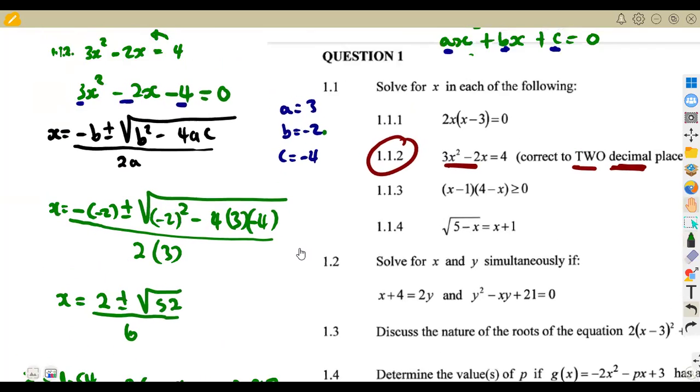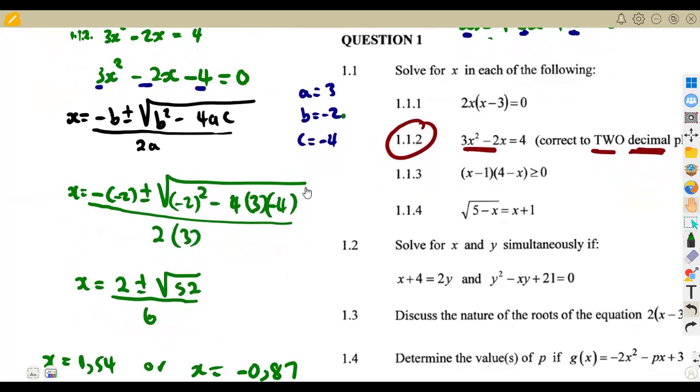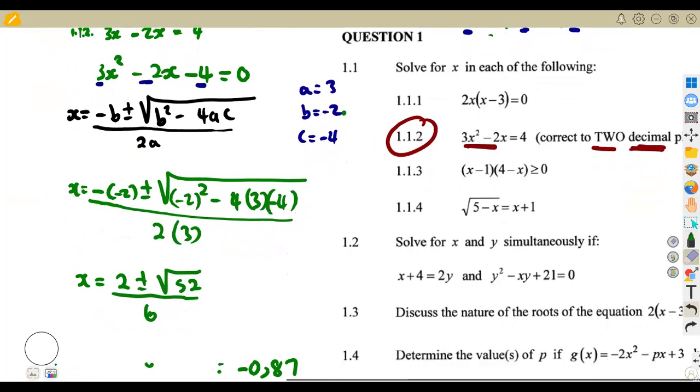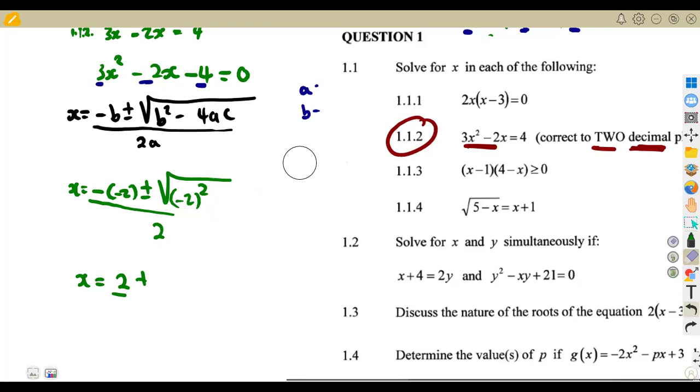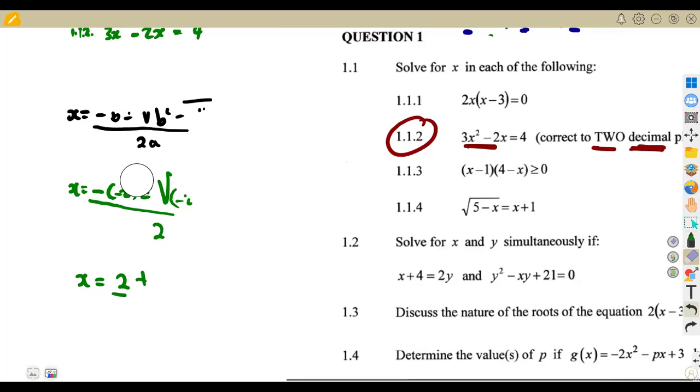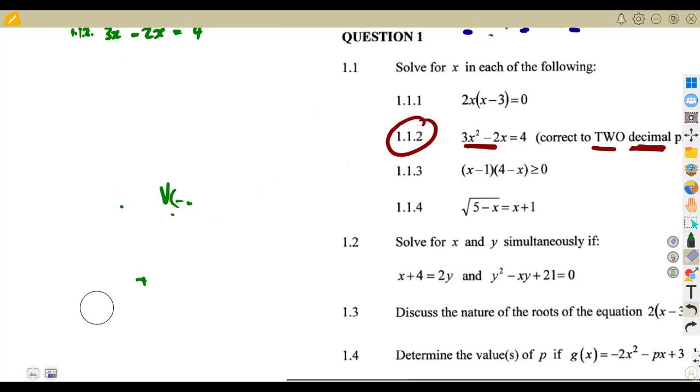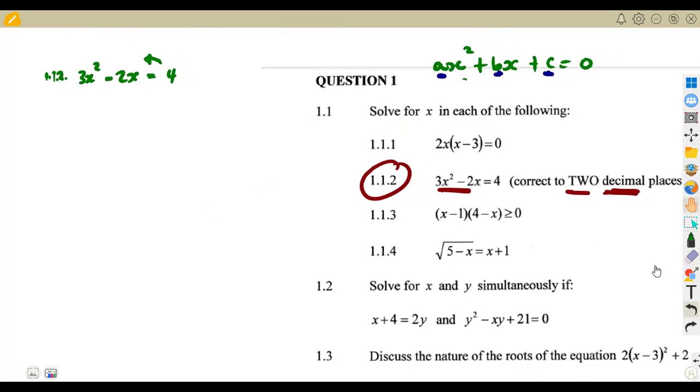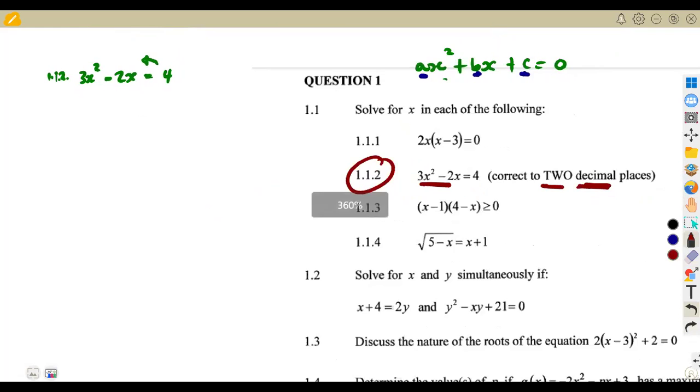So this was the use of the quadratic formula. But as we know, in our syllabus, we also have the application of the completing the square method. So how can I use the completing the square method to solve such an equation? As for the completing the square method, there is no need for us to transpose this 4 to the other side.